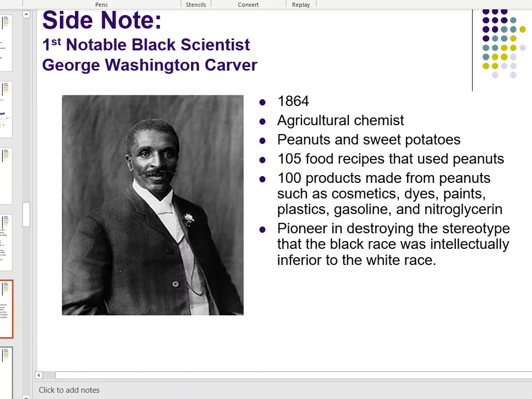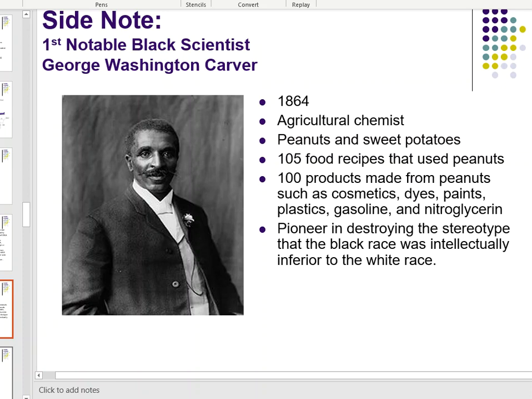Peanut had a use. And he was a pioneer in destroying the stereotype that black race was intellectually inferior to the white race. This was the first time that we get a chemist. This chemist is a black man that we are now giving credit to. 1864. So this was way before Rosalind's time. But a lot of times these people get overlooked and they just get skipped over. And they make quite a bit of contribution to the scientific field. And we've got to give credit where credit is due.